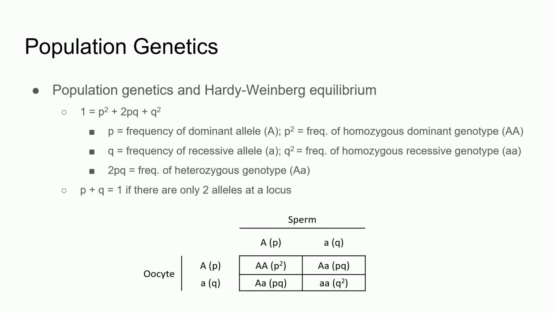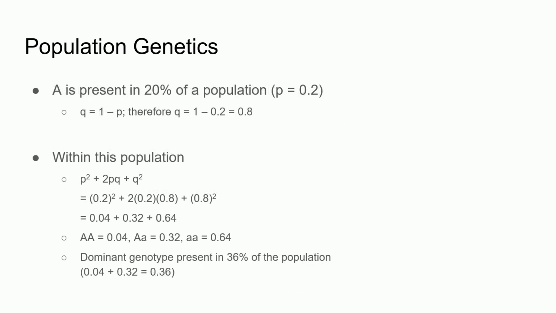It is possible to apply the Hardy-Weinberg formula to loci with more than two alleles, but for simplicity, we will only focus on one allele here. Let us put this into practice with an example. Let us assume that within a given population, we know that the frequency of the dominant allele, or capital A, is at least 20%. And individuals with this allele have brown eyes, a dominant trait. That means the recessive allele, which codes for blue eyes in this case, is present in 80%, since the sum of the frequencies P and Q must equal 1.